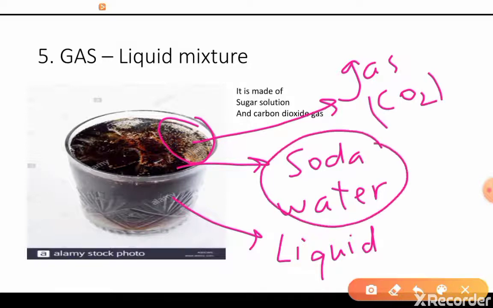So the soda water is made of what? Liquid and gas. Sugar solution and carbon dioxide gas. Sugar solution means what? A liquid which has a sugary taste. And carbon dioxide gas. So soda water is a liquid-gaseous mixture, or gaseous-liquid mixture.